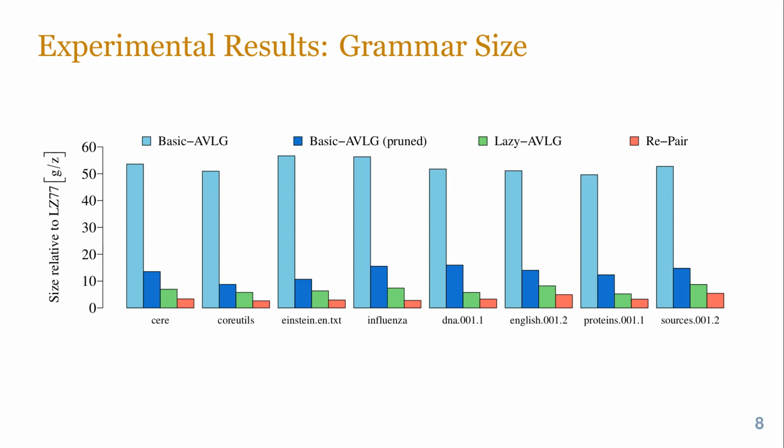The figure shows the comparison of the sizes of grammars produced by all 4 algorithms on the files from the Pizza and Chili corpus. All files are normalized with respect to the size of LZ77 parsing. Our new algorithm produces grammars that are only between 1.59 times and 2.64 times larger than Rytter. The resulting grammar is always at least 5 times smaller than produced by the basic Rytter's algorithm, and also always smaller than its pruned version.